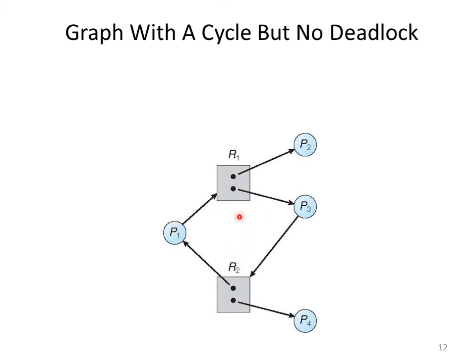But this graph doesn't show you the deadlock because there are multiple instances of R1 and R2. One instance is allocated to P3, another instance is allocated to P2. P2 is not requesting for any other resources, so it can complete its task independently. Similarly, P4 can complete its task independently. So the allocation graph shows that there is a cycle, but it is not leading to any deadlocks here.